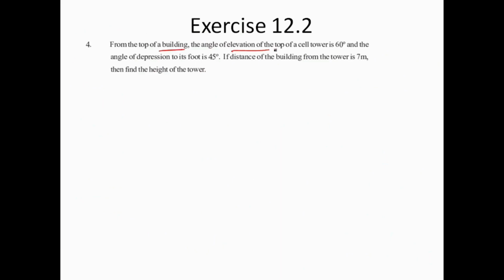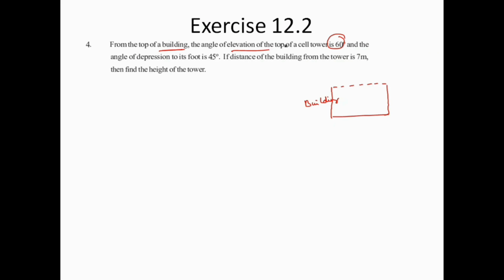From the elevation of the top of a tower is around 60 degrees. Okay, so this is a typical sum. Let's see how we do it. I have a building here. So let me name it as the building. Let me draw it properly. This is your building.